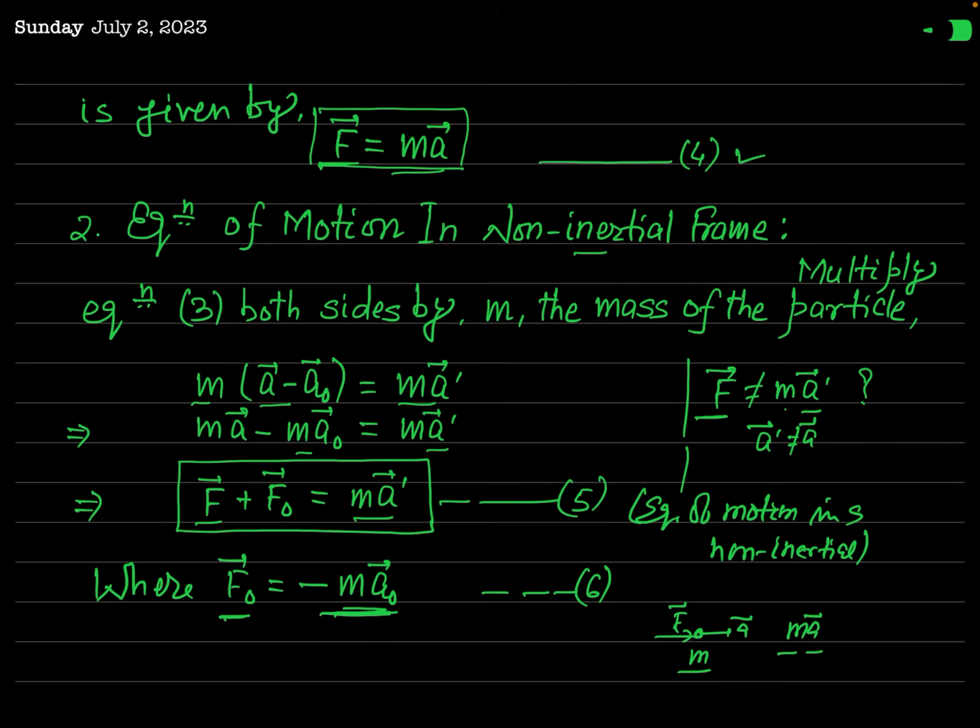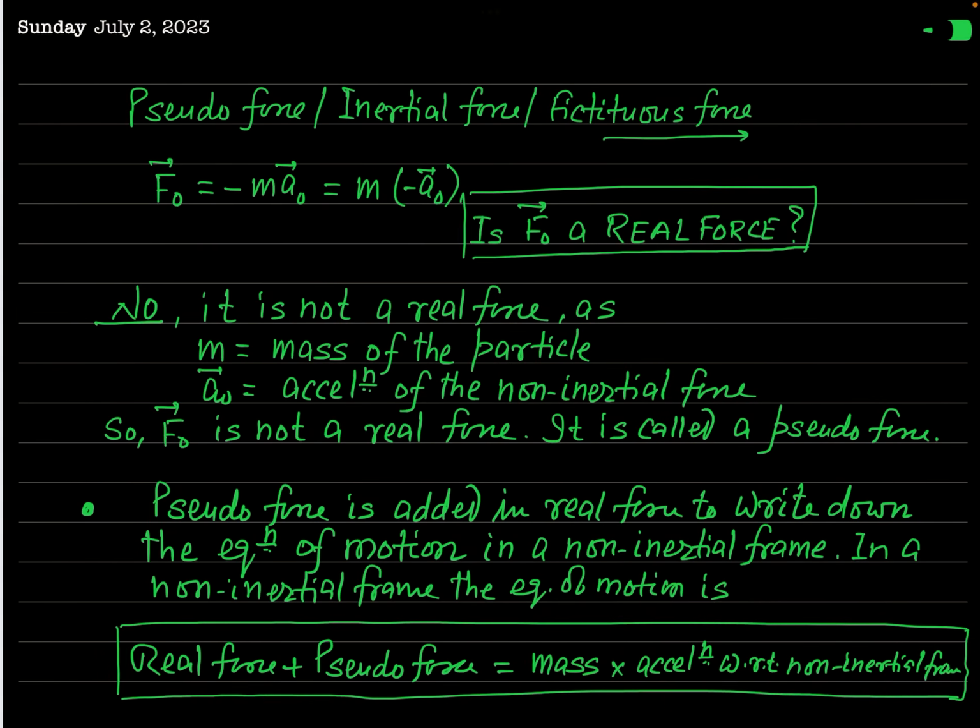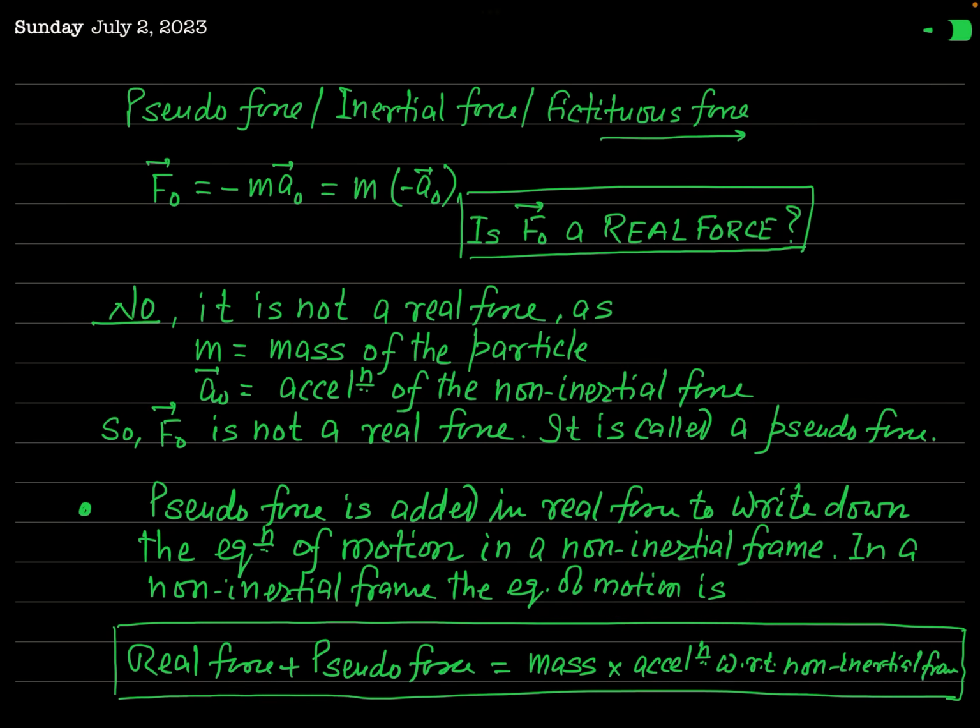This is just a force-like term, not a force. Such a force is actually called a pseudo force, a fictitious force. It is not a real force. Actually, I have mentioned it. You can see here, F naught equal to minus m a naught, and I have written it as m times minus a naught. This is actually called the pseudo force.